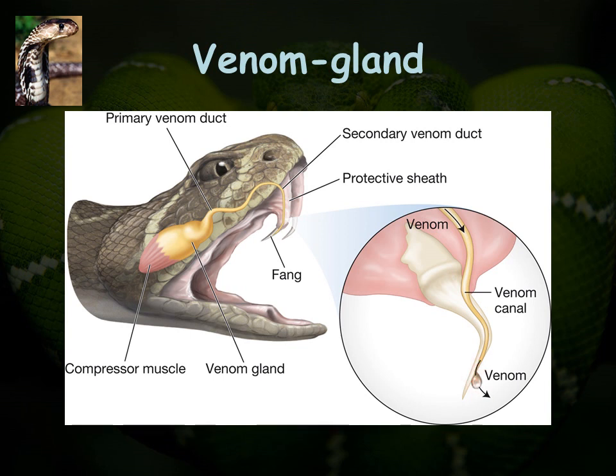So whenever the snake puts its fang on its prey, just like a hypodermic needle, the venom is channelized through this venom canal and gets inside the body of the prey. How it is channelized is shown in this picture. This gland is known as a modified parotid gland of the snake, also known as the venom gland. Whenever these compressor muscles compress during the prey time, this gland is squeezed and the venom travels through this primary venom duct, then through the secondary venom duct into the fang, and then into the body of the prey.